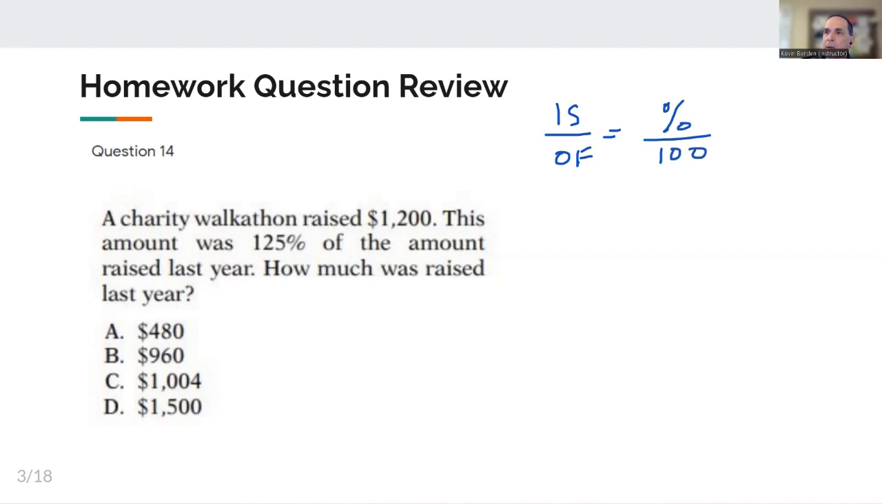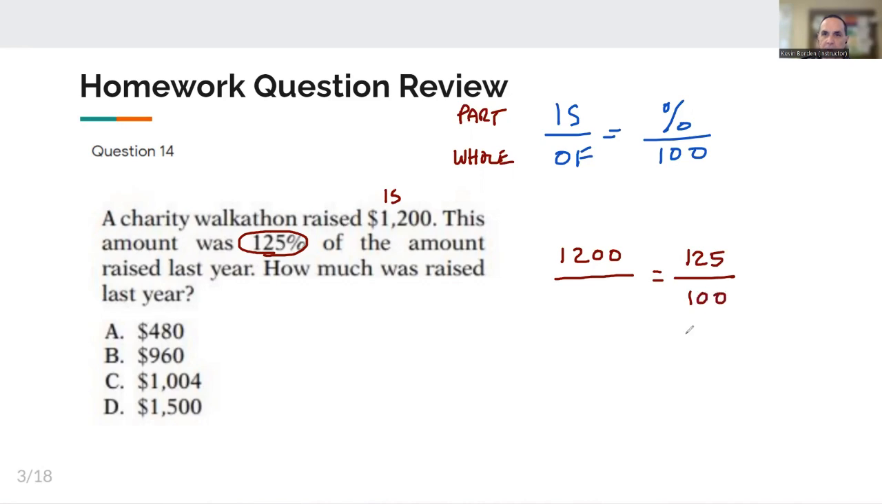And we remember that we can also substitute for is and of the part and the whole. Sometimes that helps us figure out which is the is and which is the of. So the amount that was raised, this may not be obvious in this problem, is actually the is. So we're going to put that up here, 1,200. And then we also know the percent, 125.